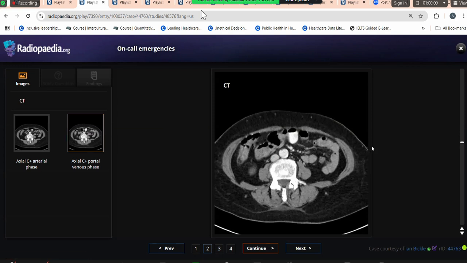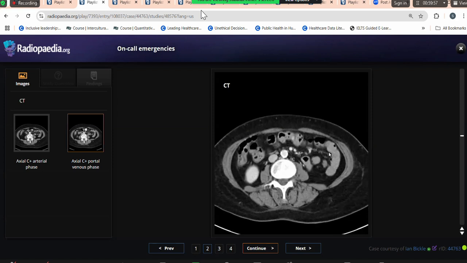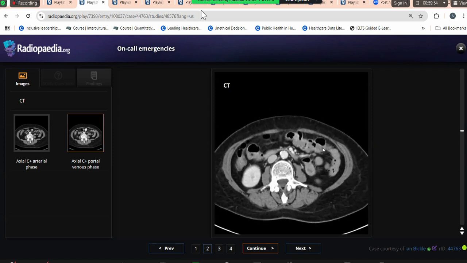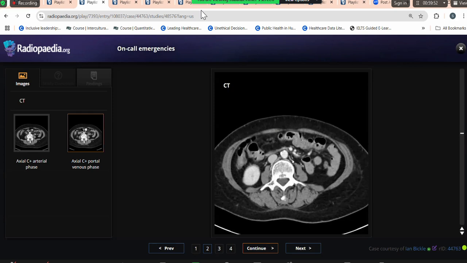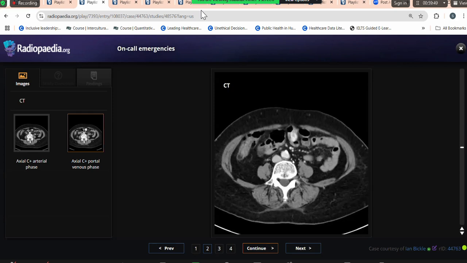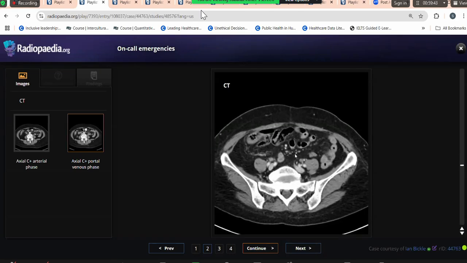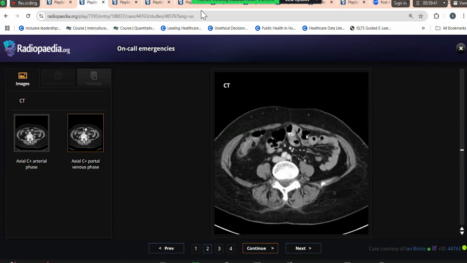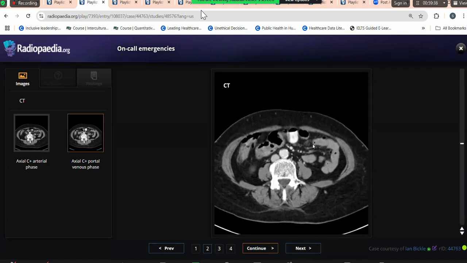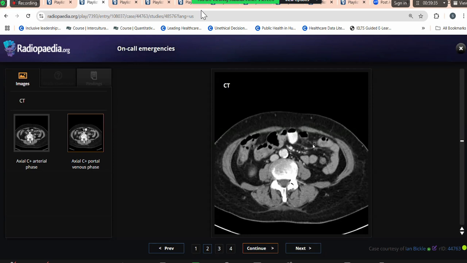On the portovenous phase, I am now scrolling to see. There is more contrast; there is significant contrast blush over here, which has progressively increased since the arterial phase. If the patient has presented with anemia and abdominal pain, this could likely represent a small bleeding polyp in the transverse colon, which has led to anemia, or it could be due to some angiodysplasias.